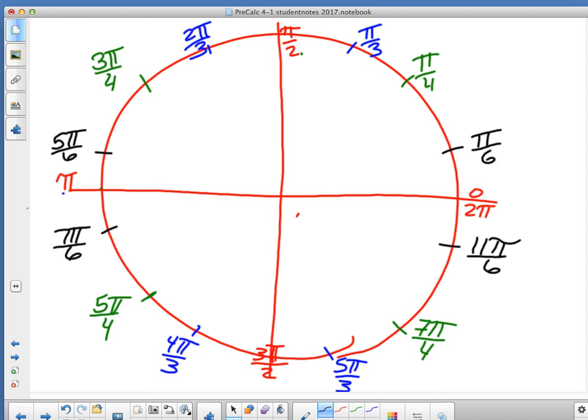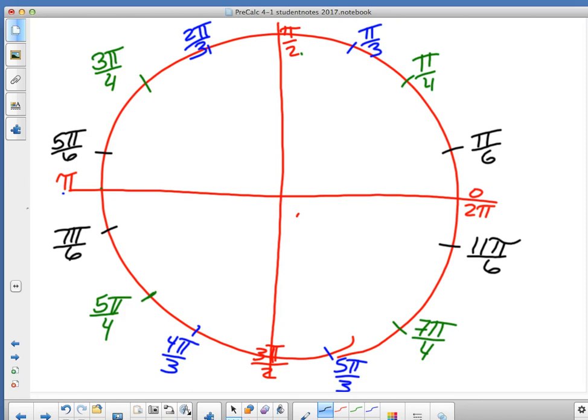I can flip it around and talk about negative 11 pi over 6 is up here. This is negative 11 pi over 6 if I go up this way too. Okay, so just know that. But where are we going to go from here? I'm not going to do a bunch of them, but I'm going to talk about them.